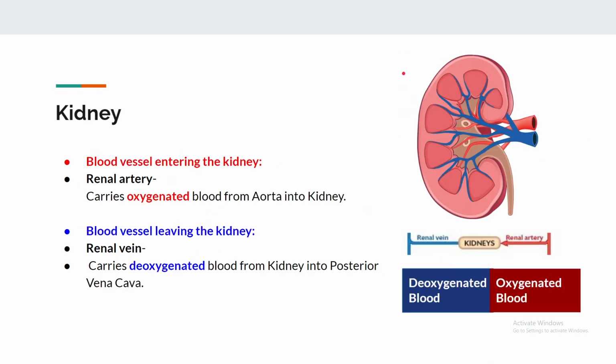Kidney. Renal artery. It carries oxygenated blood from the aorta into the kidney, whereas renal vein carries deoxygenated blood from the kidney into the posterior vena cava.